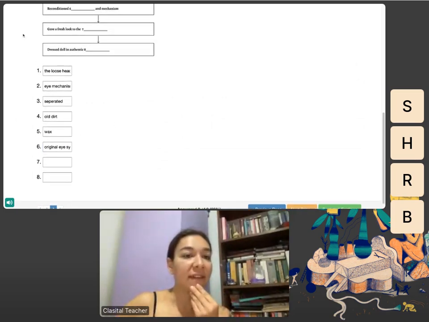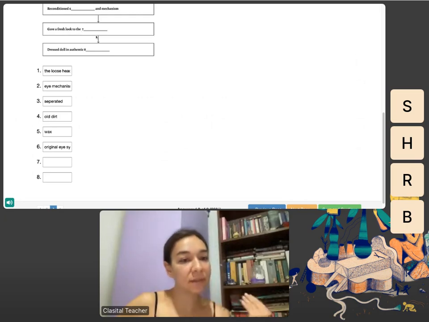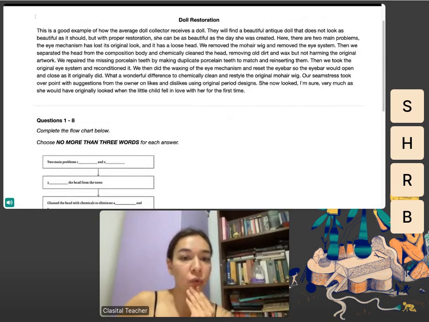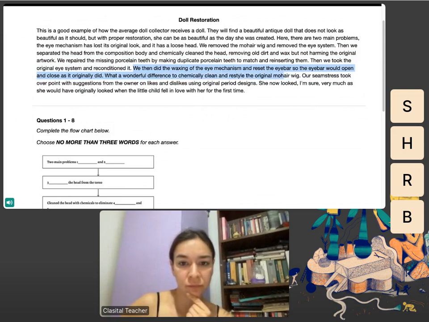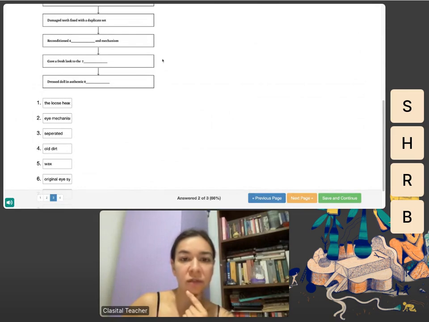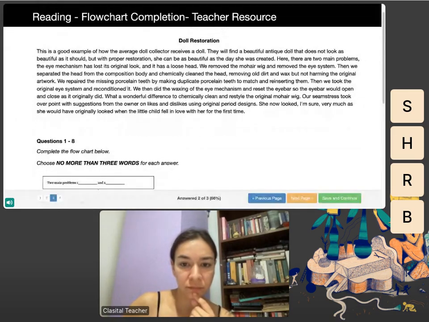Very good. Give a fresh look to do something and dress the doll in an authentic coat. Let's see. Yes, we were here. We then did the waxing of the eye mechanism and reset the eye bar so the doll would give a fresh look.